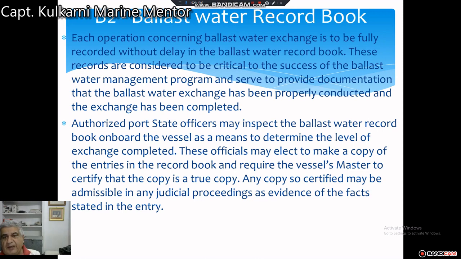An authorized port state officer may inspect the ballast water record book on board as a means to determine the level of exchange completed. These officials may elect to make a copy of the record book. Now, as per the latest SOLAS requirement, it is mandatory that in case an inspector comes and says, Captain, I need a copy of all your records, the Captain cannot deny it, he has to give it. Any copy so certified may be admissible in judicial proceedings as evidence of the facts stated in the entry.